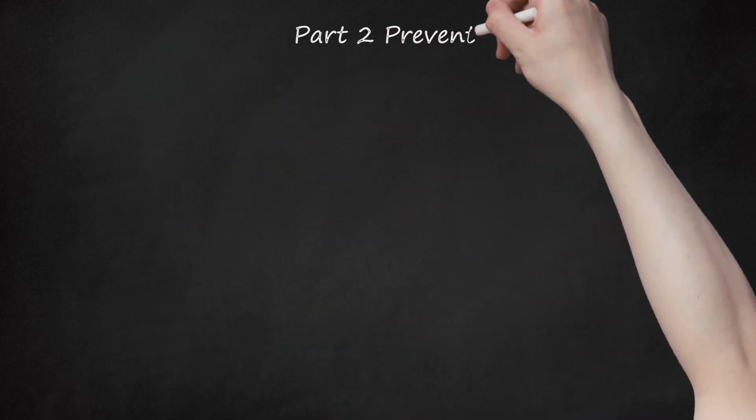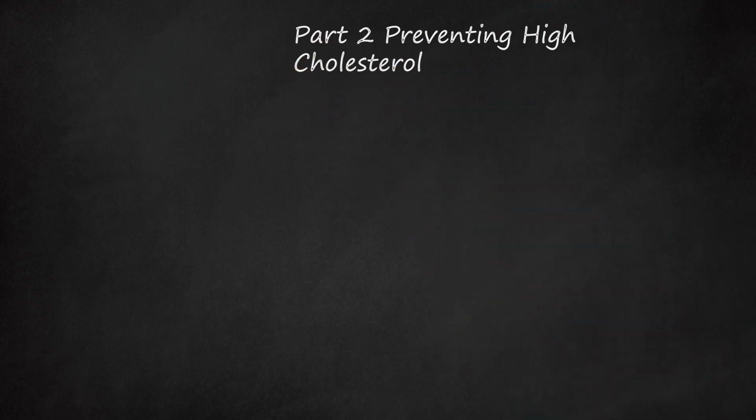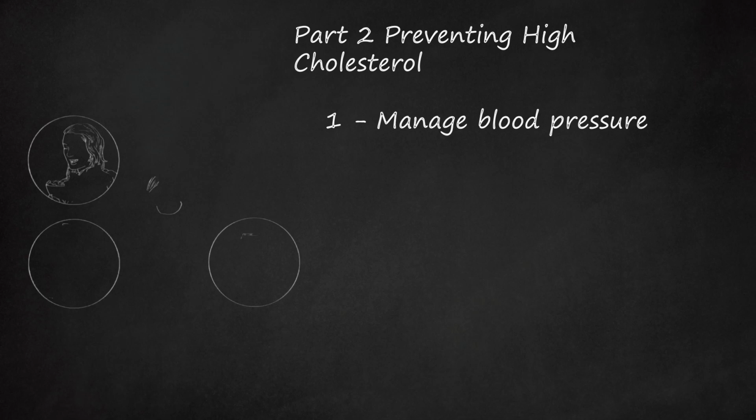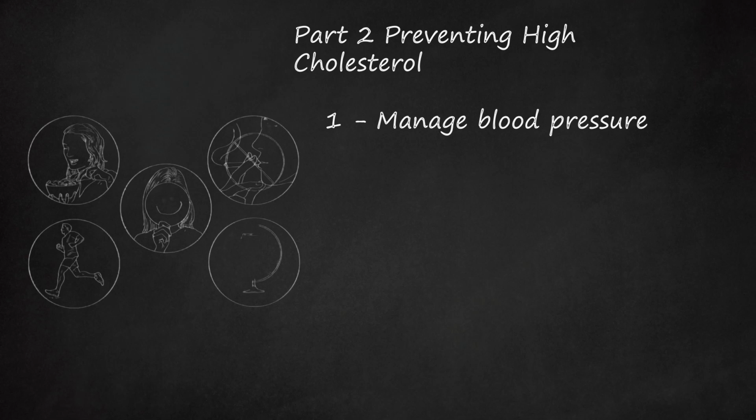Part 2: Preventing high cholesterol. 1. Manage blood pressure. High blood pressure is one of the first major indicators of heart disease and stroke. If you have high blood pressure, it is because the strain on your heart, arteries, and kidneys is unhealthy and likely caused by high cholesterol.